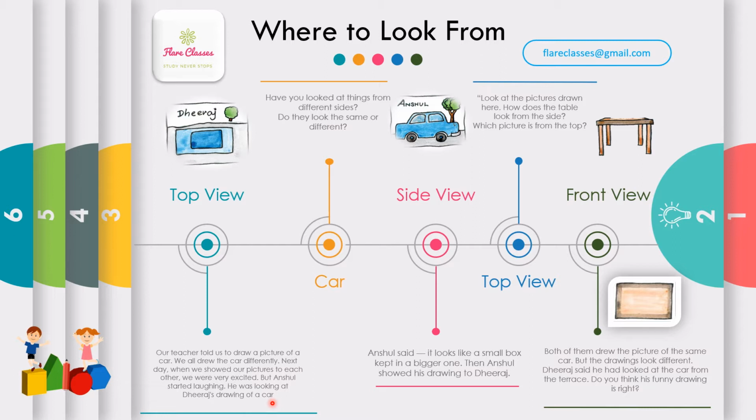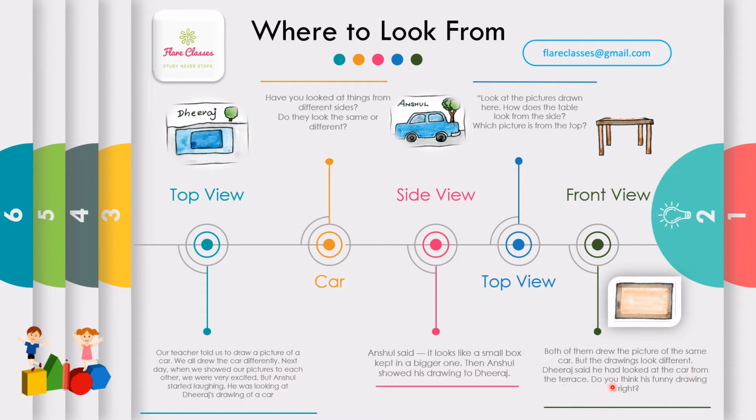Children, do you know how Dheeraj drew the car? Dheeraj drew the car like this. Anshul said, it looked like a small box kept in a bigger one. Then Anshul showed his drawing to Dheeraj. Anshul drew the picture of the car like this. Both of them drew the pictures of the same car, but the drawings looked different.